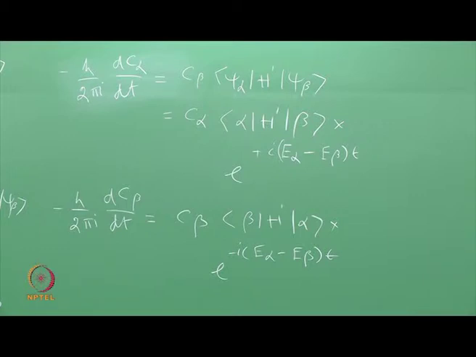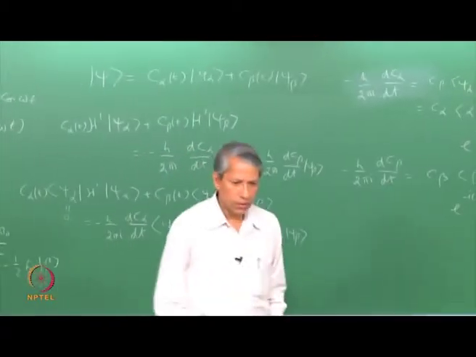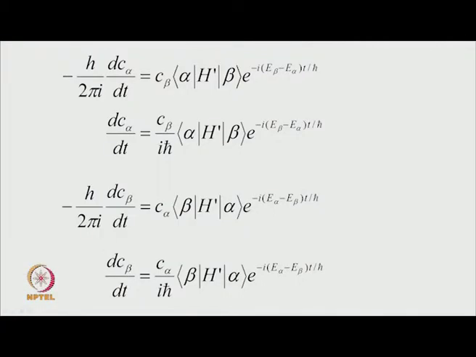Now, these equations are very important, so I have shown them here in this slide. Minus h by 2 pi i d c alpha by dt is equal to the functional form given here. This can be simplified by taking h by 2 pi as h cross and bringing it into the denominator. So, we have these two equations, which show the change of the coefficient alpha as a function of time.